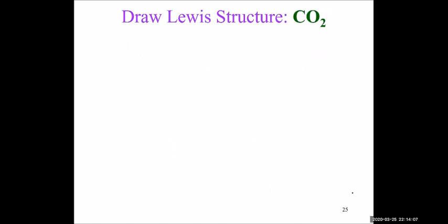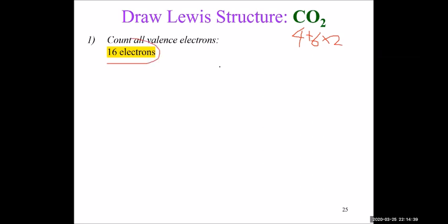I like examples, so let's go through some examples. Let's say we're going to draw a Lewis structure for carbon dioxide, and let's follow those steps. Step 1, count all the valence electrons. Carbon has 4, and oxygen has 6 each, but there are 2 oxygens, so 6 times 2 plus 4 added together gives us 16 electrons. So let's count the valence electrons first, and then follow the next steps.